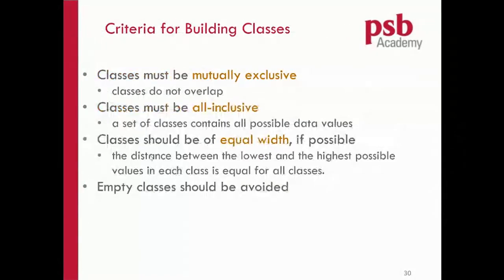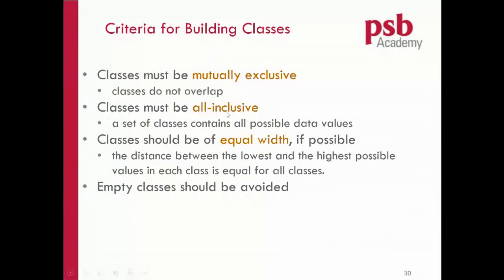Right, so we were here, right? Okay, now you see that all these classes are mutually exclusive. That means there's no overlap. 20 cannot appear in the first class and also in the second class. It has to be only one of the classes that has 20. Okay, this is called mutually exclusive.